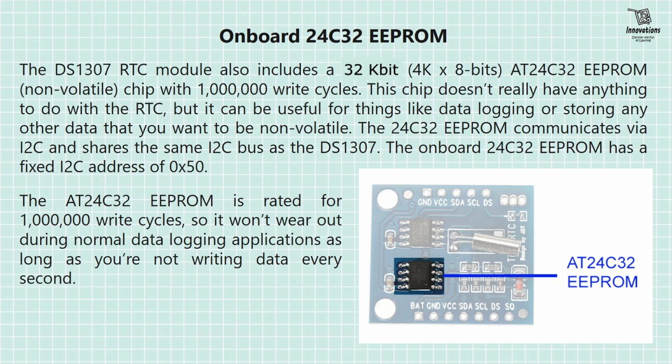The 24C32 EEPROM communicates via I2C and shares the same I2C bus as the DS1307. The onboard 24C32 EEPROM has a fixed I2C address of 0x50. The 24C32 EEPROM is rated for 1 million write cycles, so it won't wear out during normal data logging applications as long as you are not writing data every second. This is the 24C32 chip on the RTC DS1307 module.